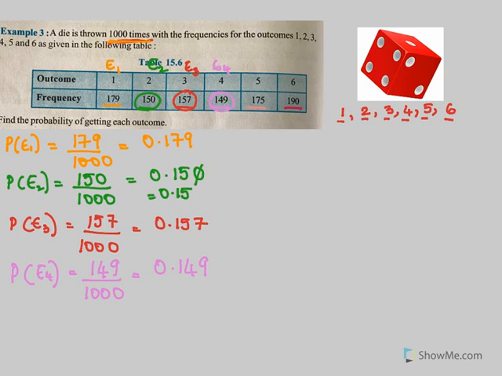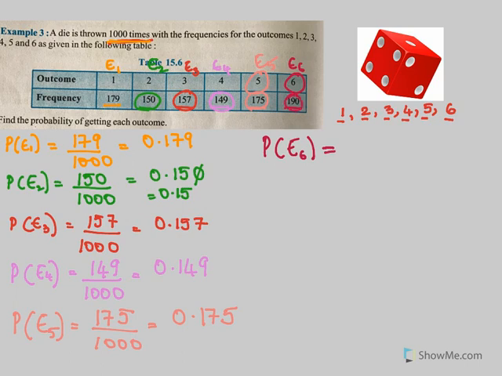Let's get on to the probability of the next one, that is 5. We'll call it event 5. So the probability of event 5 will be 175, that's how many times it has come, over 1000. So that is 0.175. And the last is the probability of 6. The sixth event. How many times did that happen? For 6, 190. So it's 190 over 1000. That is 0.190. A 0 after the decimal has got no value. It's the same as 0.19.